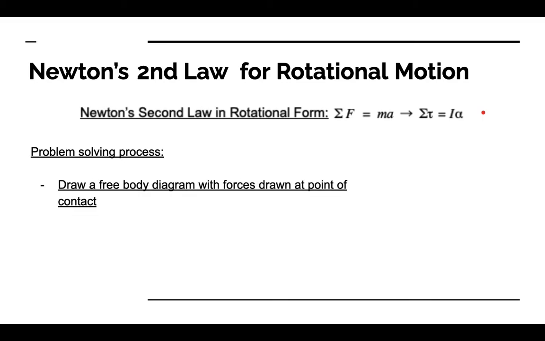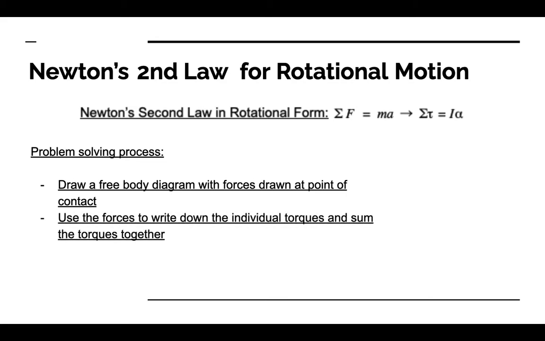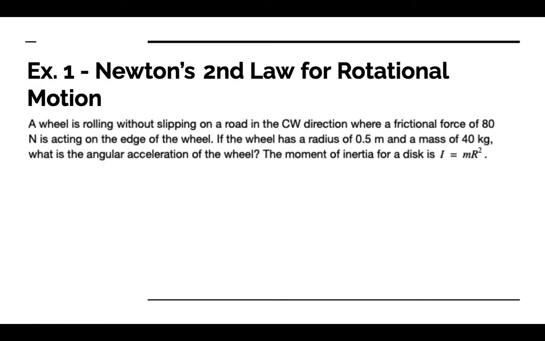So the problem-solving process is the same as before, except now we're going to draw our free body diagram with forces drawn at the point of contact, meaning where the forces act, instead of just at one single point. Then we're going to use the forces to write down the individual torques and sum the torques together. And lastly, we'll solve for an unknown quantity, whether that's angular acceleration or a specific force, just as we've done with Newton's second law in translational form.